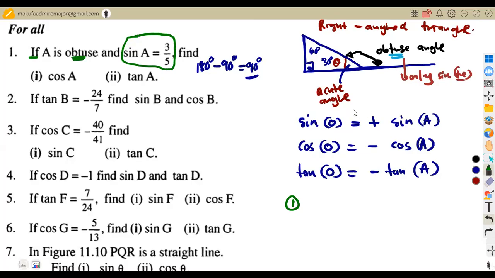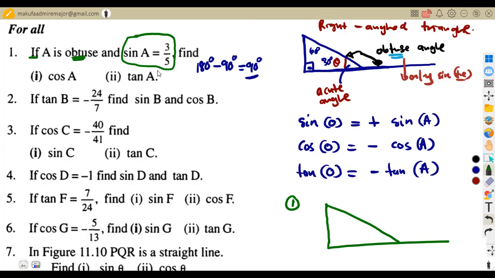So when you are dealing with the ratio for sine, they must specify that it's an obtuse angle. So they are saying this A that we are talking about is an obtuse angle. So what does it mean? On our diagram, we are going to have a sketch here. This is our triangle.